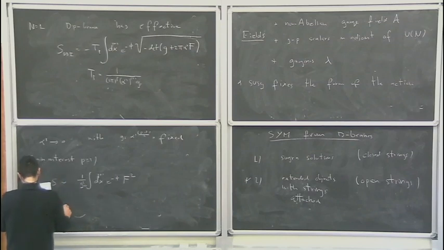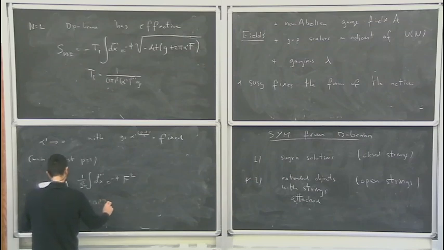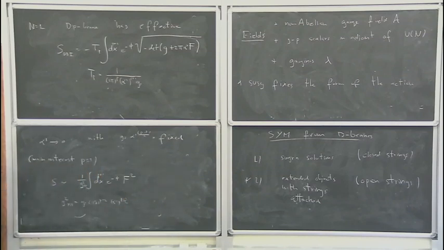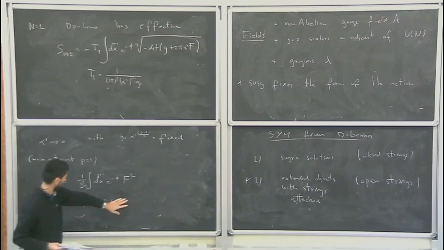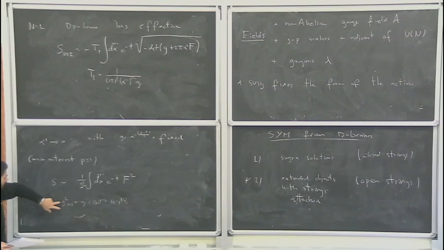And the relation turns out to be the following: g squared Yang-Mills is equal to g_s (2 pi) to the p minus 2, alpha prime to the (p minus 3) over 2. So in particular, there is no alpha prime for p equal 3, and we see that up to some factors of 2 pi, etc., g Yang-Mills squared is nothing but g_s.